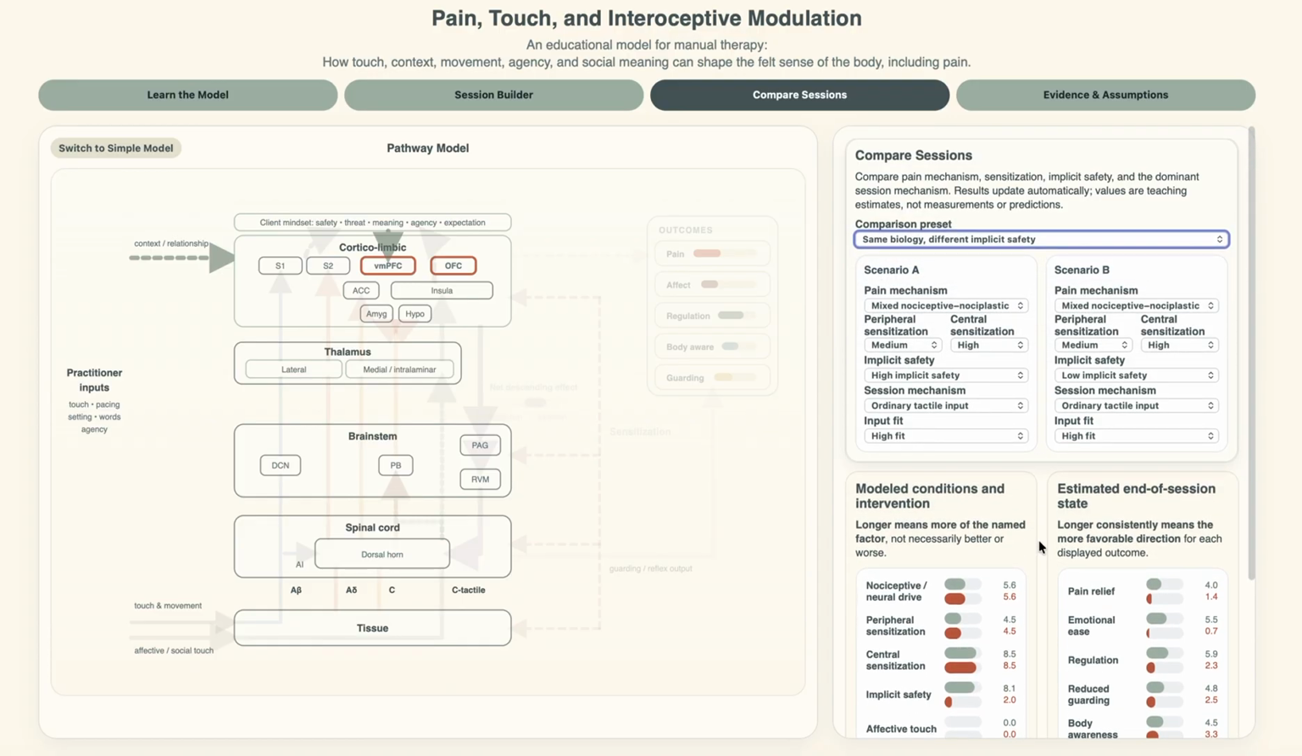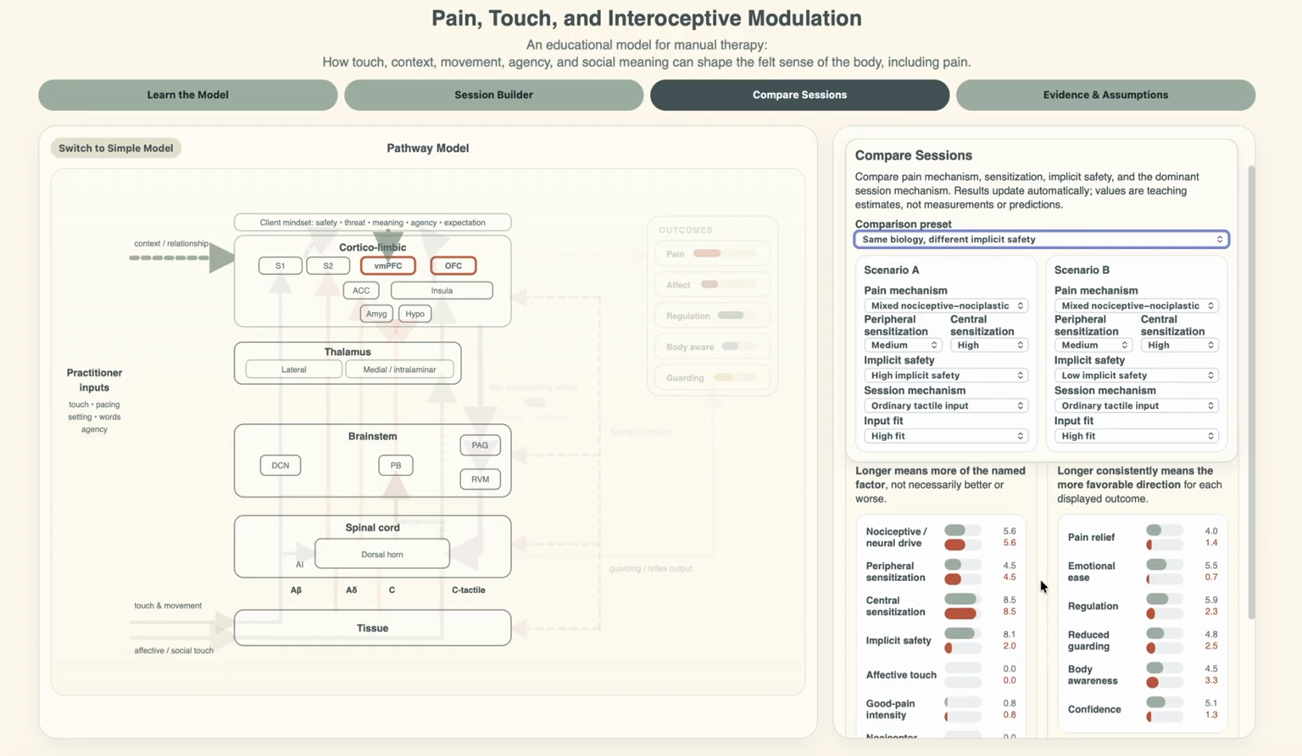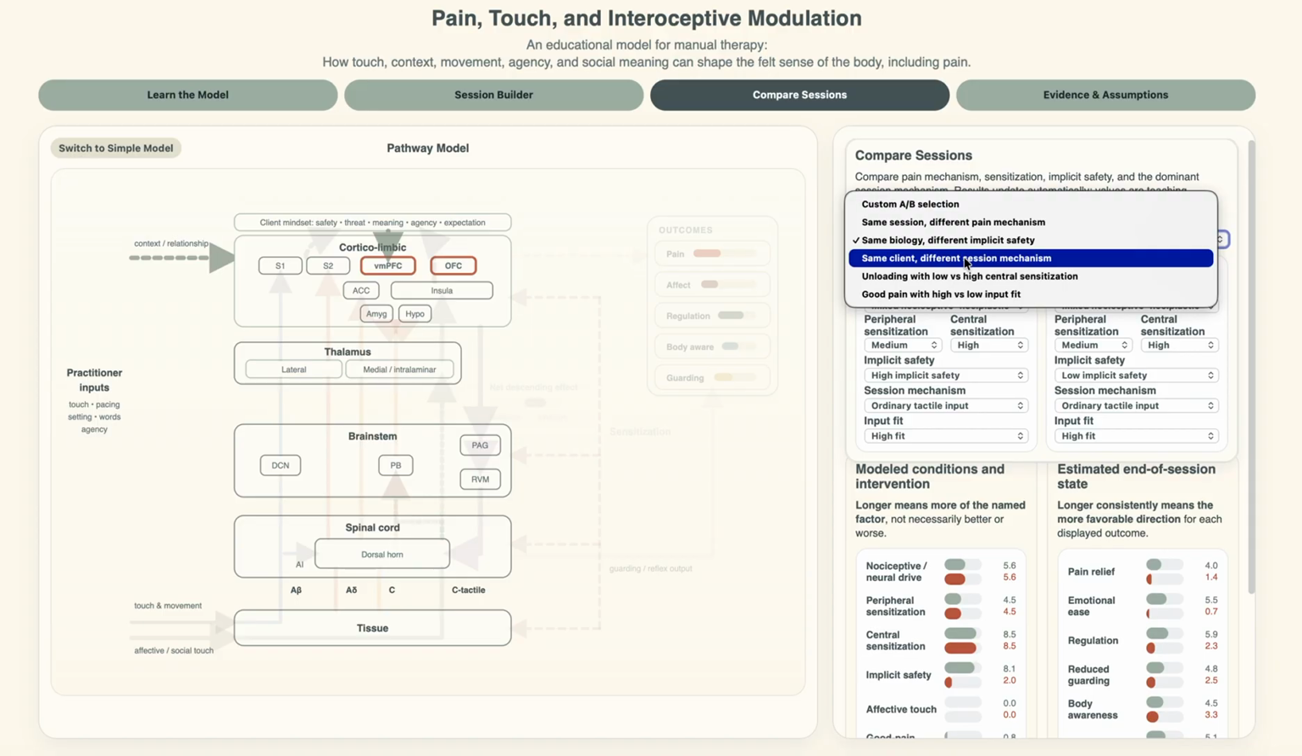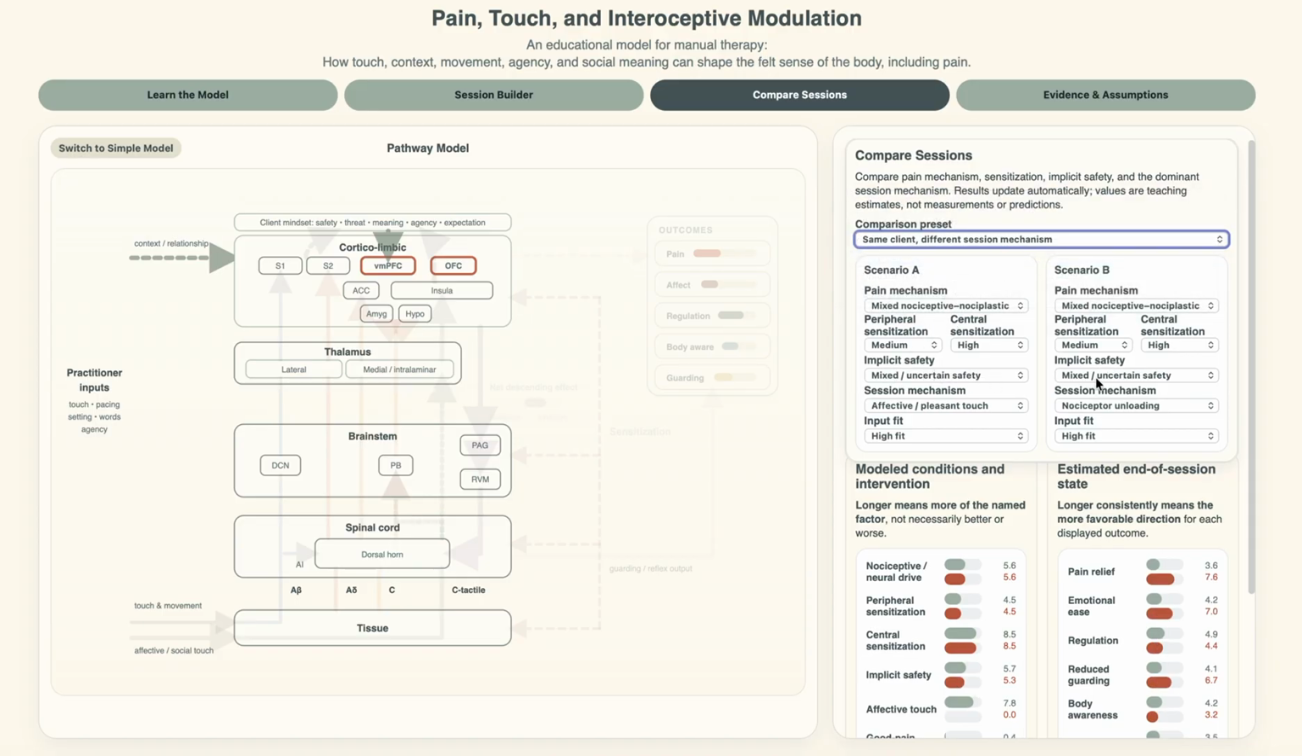Rather than running a model for 60 seconds, you get an instant guesstimate of how that might go, where we have the same setup, but the only thing that's different is high implicit safety versus low implicit safety, meaning this person, the client, doesn't feel safe with the practitioner. So the outcomes are going to be different. So we can play with all sorts of different presets or change things individually to get instant estimates of what might happen.